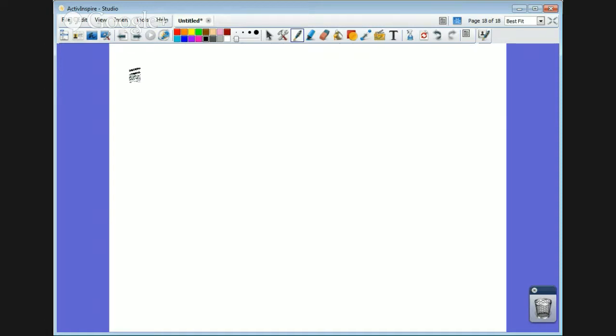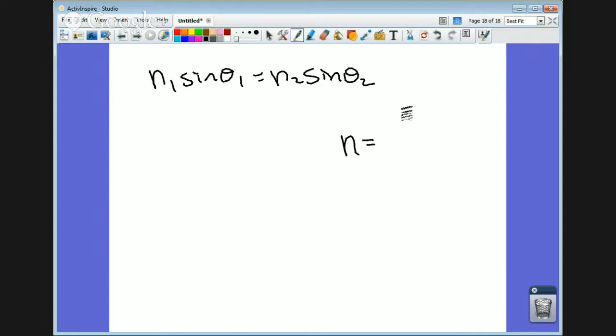remember Snell's law. You should have this memorized. N1 sine theta 1 is equal to N2 sine theta 2. Remember that N, the index of refraction, is c over v. c is the speed of light, v is the speed in a material. You know that n is always greater than 1 unless it's air. For air, n is equal to 1. So you know it has to be c over v, because that way c is bigger, v is smaller, you get a number bigger than 1.